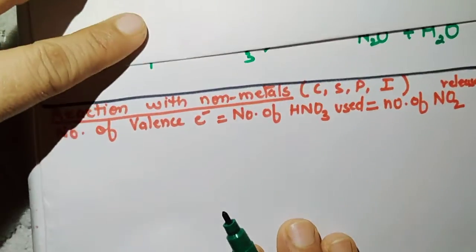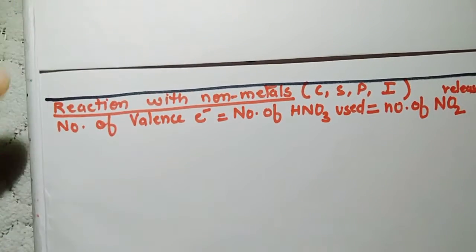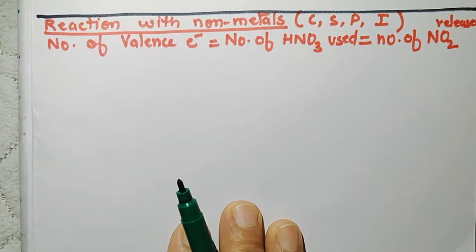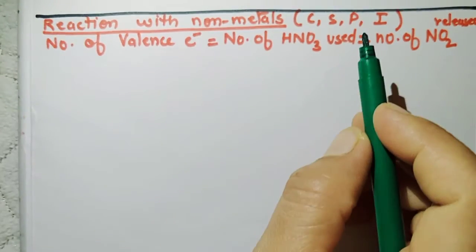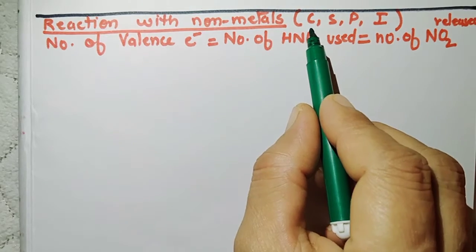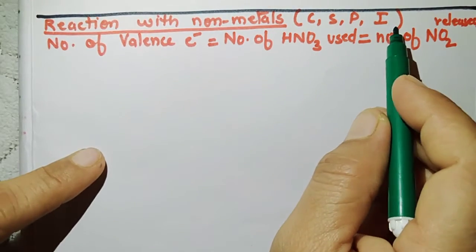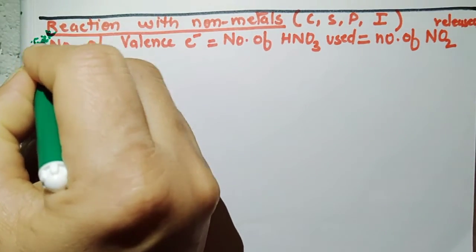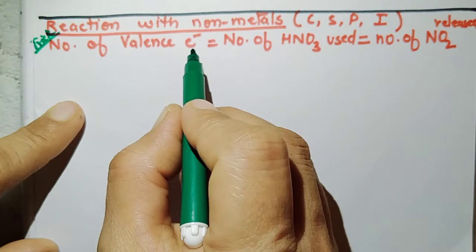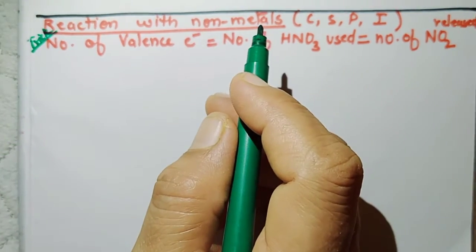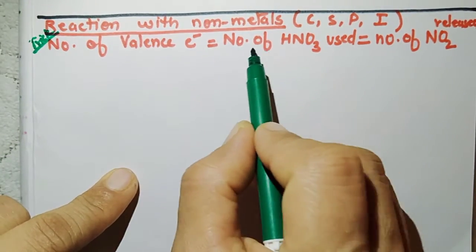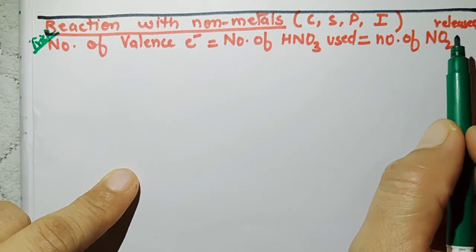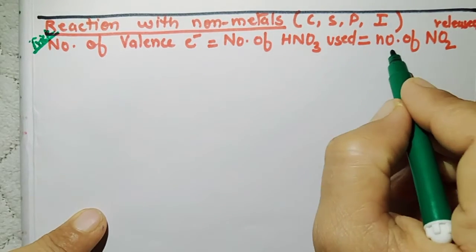Now reaction with non-metal. Non-metals can be your carbon, sulfur, phosphorus, iodine, or can be any. Now what is the trick here, or how to remember? The number of valence electrons of the non-metal will be equal to the number of HNO3 used, and it will be equal to the number of NO2 released. Keep this thing in mind.